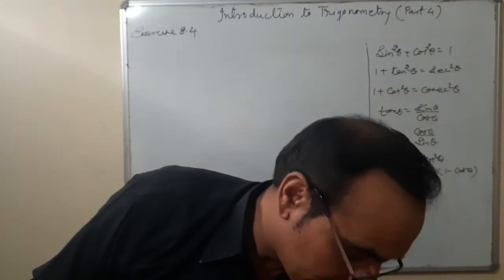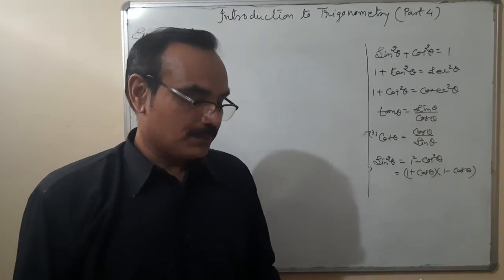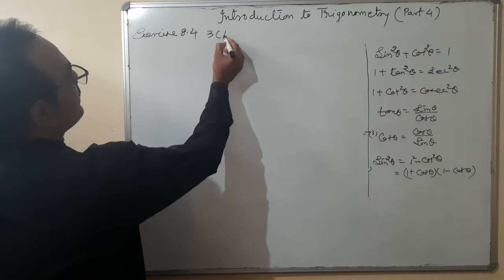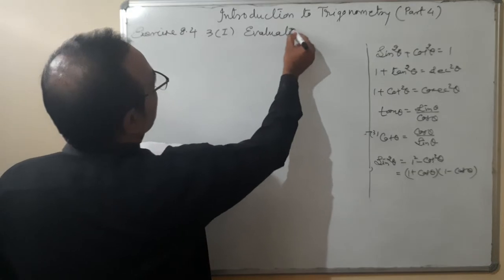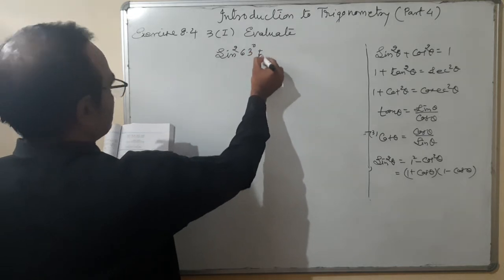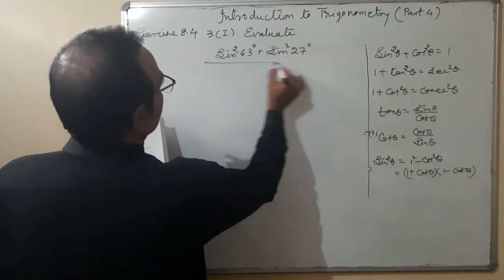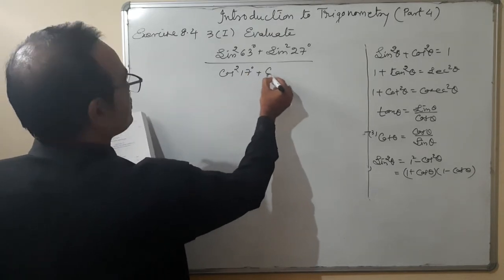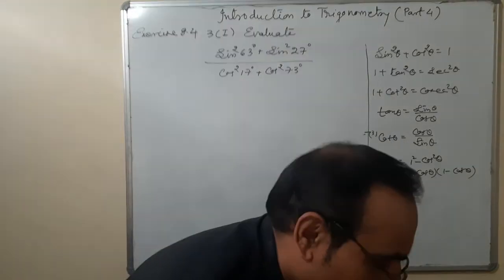After that, I am taking questions from question number third, first part. Also, I am taking third question, first part, which is evaluate sin square 63 plus sin square 27 upon cos square 17 plus cos square 73. Okay, evaluate.